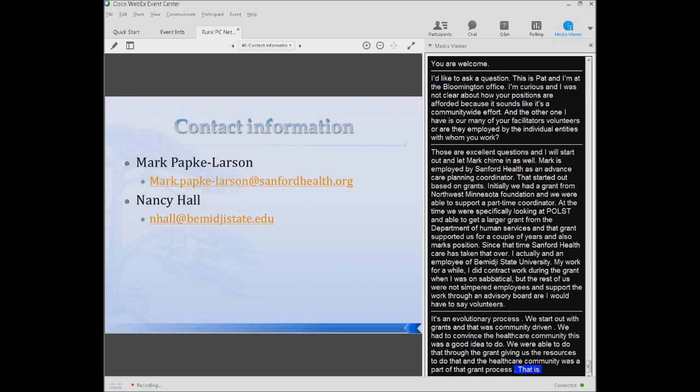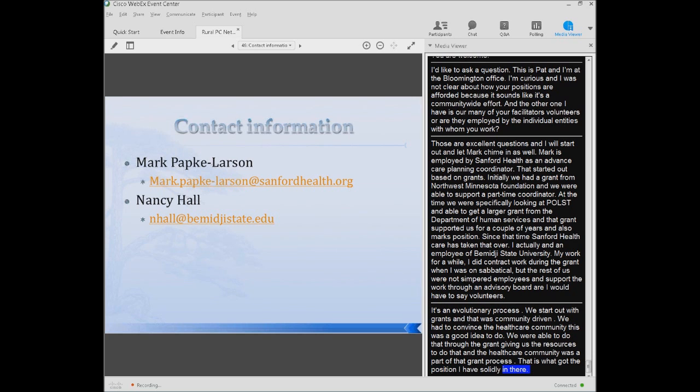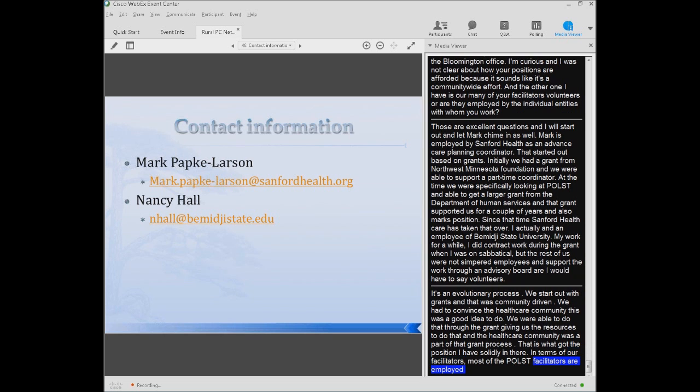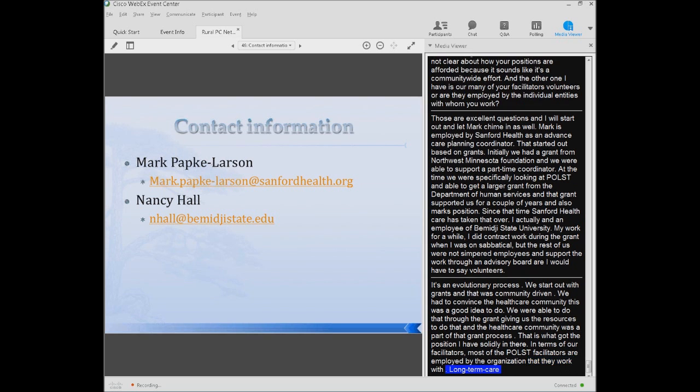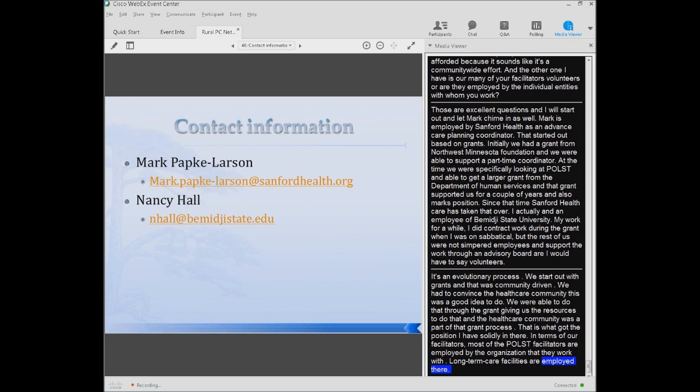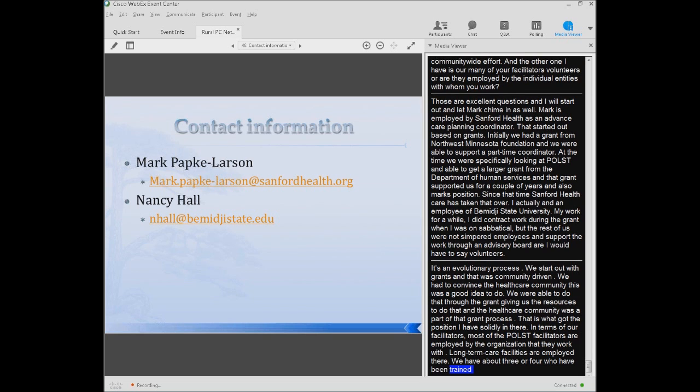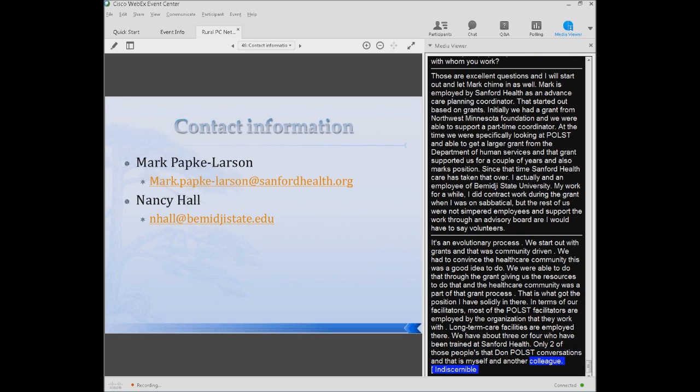In terms of our facilitators, most of the POLST facilitators are employed by the healthcare organization that they work with. So in a long-term care facility, they're employed there. We have about 3 or 4 who have been trained. Well, actually 5 people have been trained in Sanford Health. Only 2 of those people have done POLST conversations, myself and another colleague. Again, it's this workflow structure thing and having that all set up. So all of our POLST facilitators are healthcare professionals connected to their individual organizations.